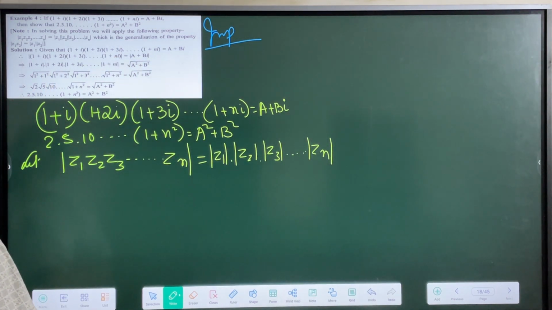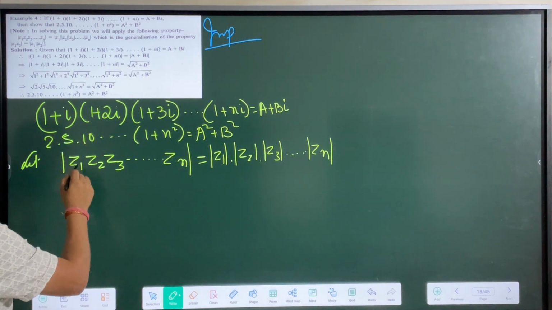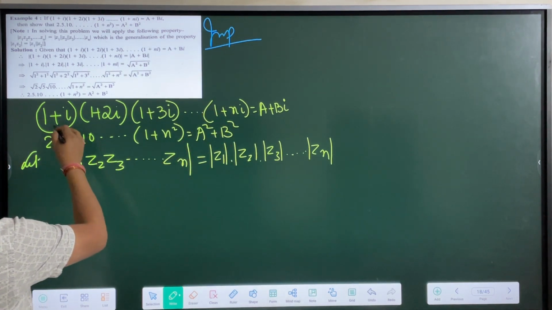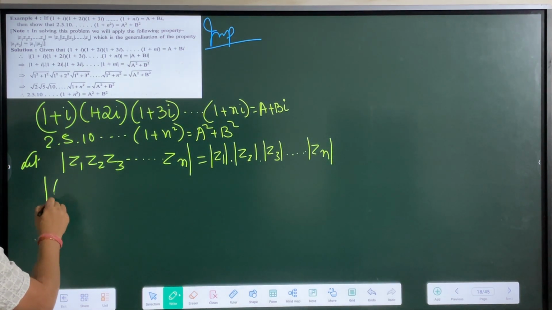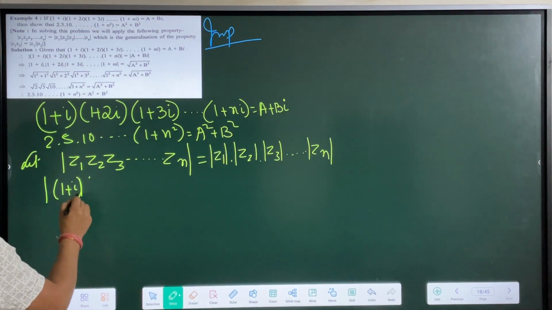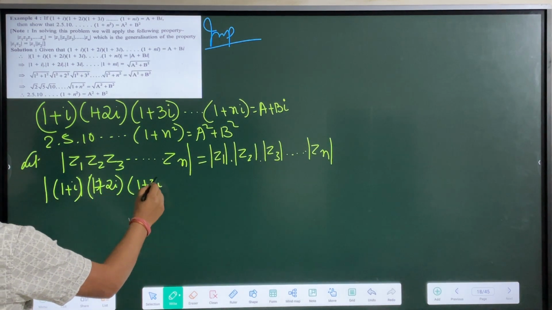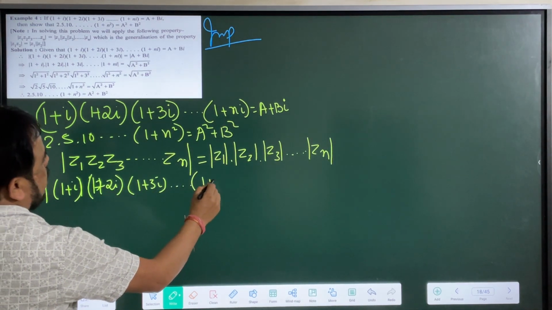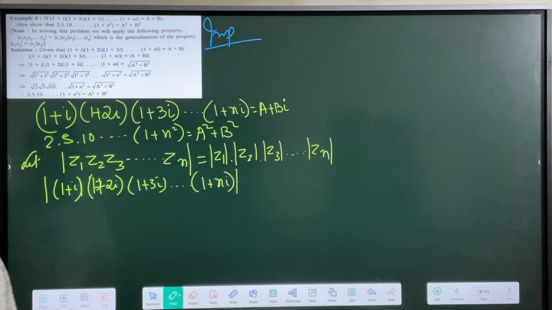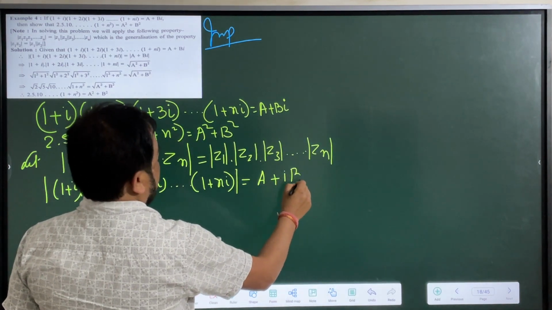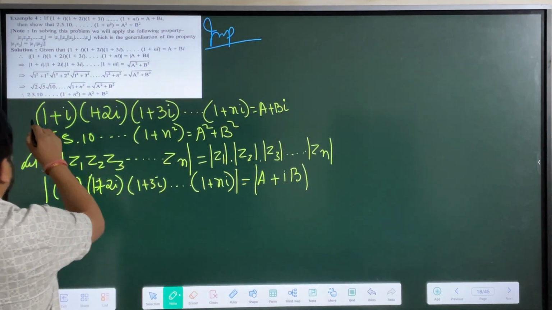It is given that 1 + i, 1 + 2i, that means Z1, Z2, Z3, ..., Zn. So we will write the modulus now: modulus of (1 + i)(1 + 2i)(1 + 3i)...(1 + ni) equals A + iB. Both sides, putting modulus. This is given.